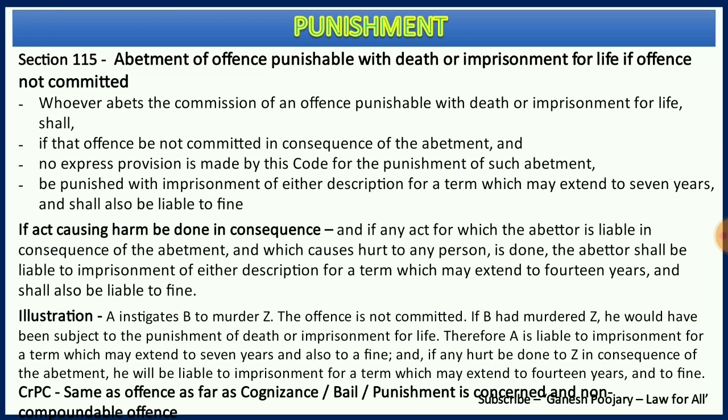But on the other hand, if B gets instigated by A and he tries to kill Mr. Z, and in the process he hurts Mr. Z, in that case the punishment for A can go up to 14 years of imprisonment along with fine. I hope that is very clear. So that is the impact of abetting an act which is punishable with death or imprisonment for life. I hope that is very clear.